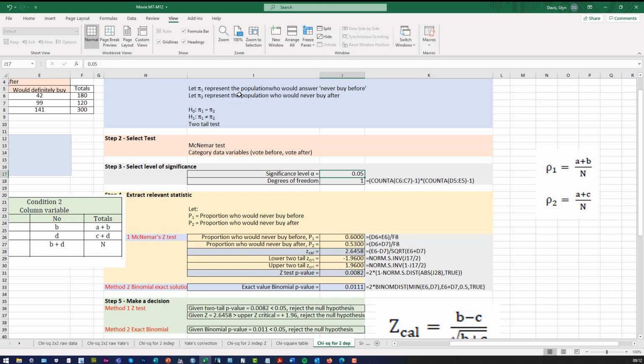Okay, so that's the end of the Excel solution. Please note, if you wanted to, you could use the critical values there, so you can see your calculated value is larger than the upper critical value. So again, you would reject the null, accept the alternative.